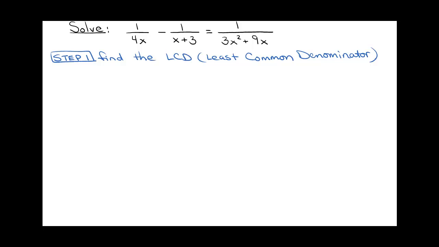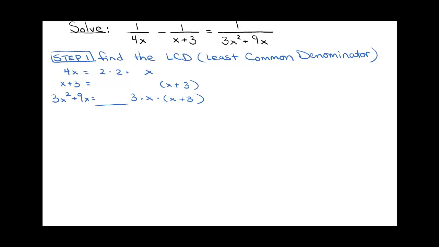If I factor out everything that I have in the denominator for each one of these fractions, I'm going to notice that 4x is like 2 times 2 times x. And x plus 3, well, we can't factor that anymore, so I'm just going to copy down here an x plus 3. And then I notice that we have a 3x squared plus 9x, so we can factor out a 3, we can factor an x, and then we can have x plus 3 left over.